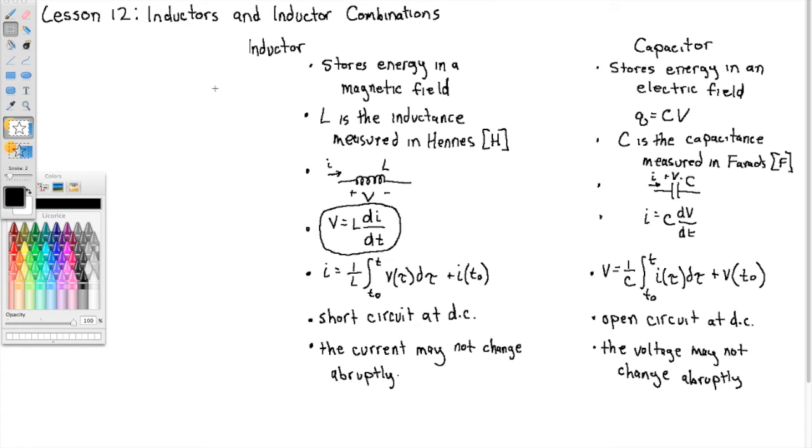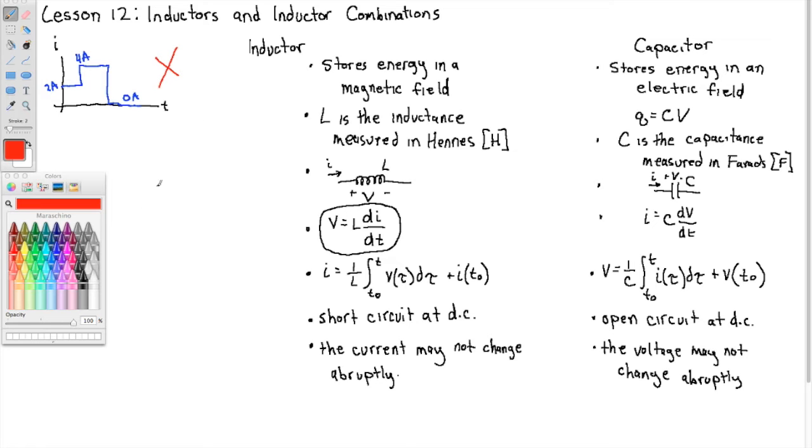So let me give you a couple waveforms. Again, just like for the capacitor, but this time it's current. So this is current I through an inductor. Something like this is not allowed. 2 amps, 4 amps, maybe 0 amps. This is not allowed through an inductor. Here you have 2 discontinuous jumps from 2 amps to 4 amps and from 4 amps down to 0 amps. That's abrupt change and the inductor will not allow it.